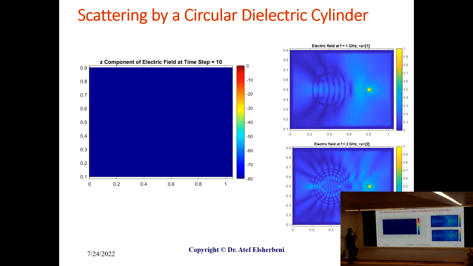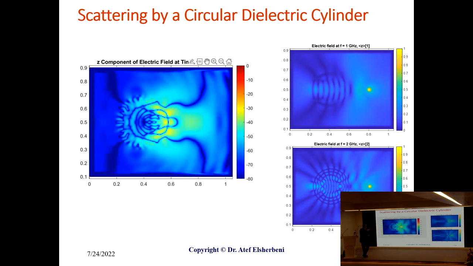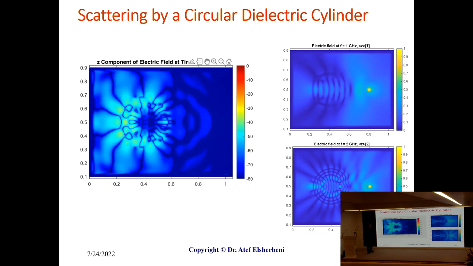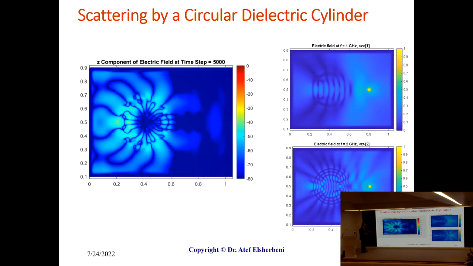The previous simulation was a perfect electric conductor. In this simulation, we have a circular dielectric cylinder. And if we run the simulation, you can see that the field goes into the cylinder, oscillates through the cylinder, and additional field components are going to be generated. When it's done, basically you can see again the field distribution inside the cylinder and outside the cylinder at different frequency components.